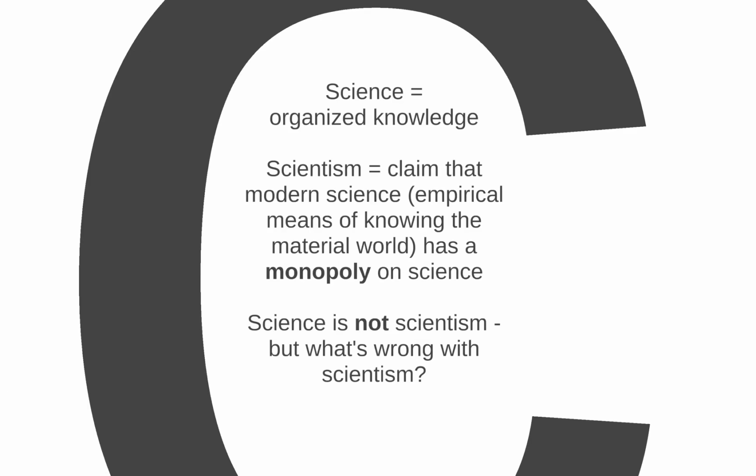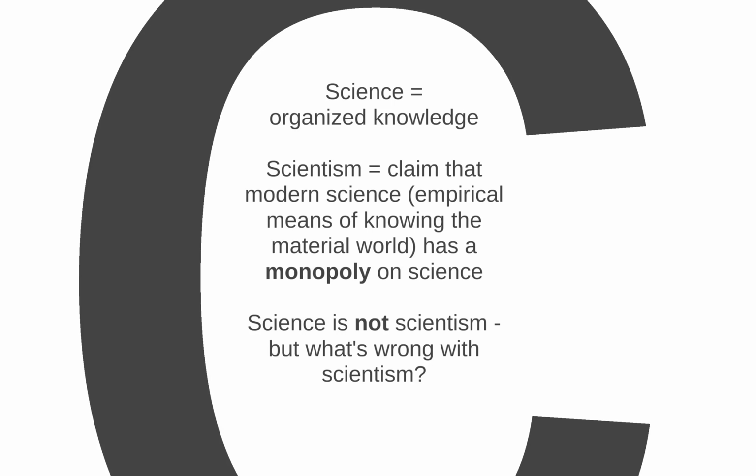And that's why it's crucial for us to distinguish between science and scientism. Science in the Islamic and any other religious sense is organized knowledge, whereas scientism is the claim that modern science, defined as the empirical means of knowing the material world, has a monopoly on knowledge. So science is not scientism, but most people today think of the two as the same because of the modern meaning of science in English.